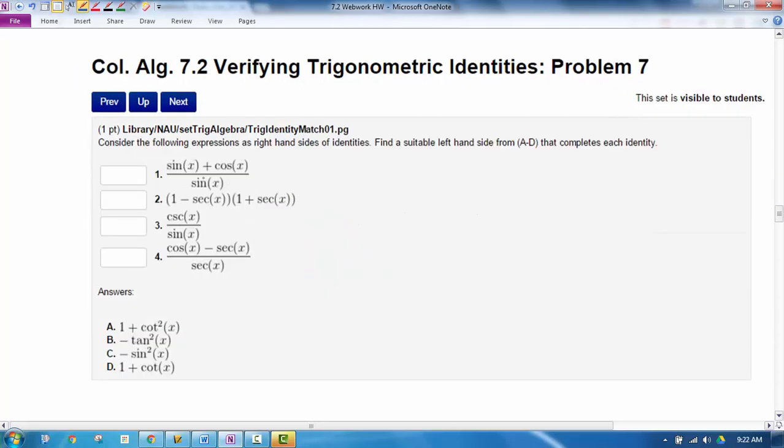So this first one, I'm going to divide sine into both. So I have sine of x over sine of x plus cosine of x over sine of x. This simplifies to 1, and cosine over sine is cotangent. So we'd have 1 plus cotangent, which is d.